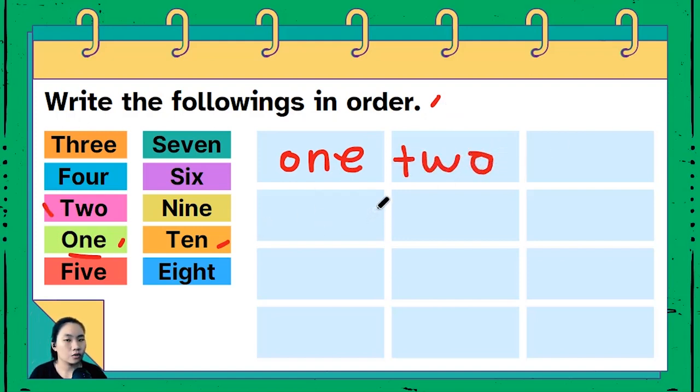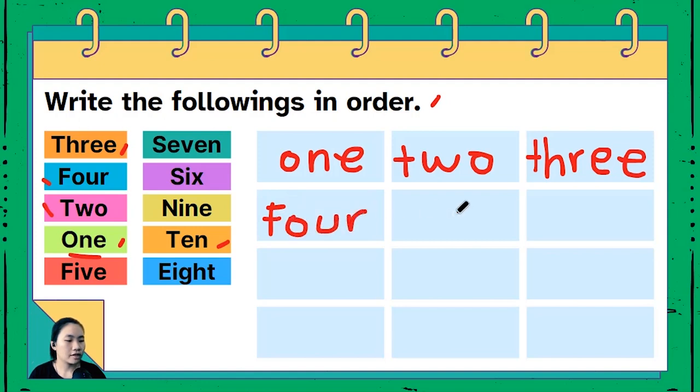T-W-O. What's after 2? 3. T-H-R-E-E. What's after 3? 4. F-O-U-R. What's after 4? It is 5. Where's 5? Oh, 5's down here. F-I-V-E. And a little dot up here.